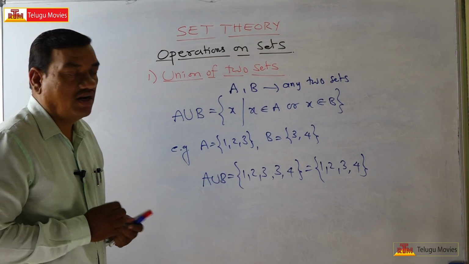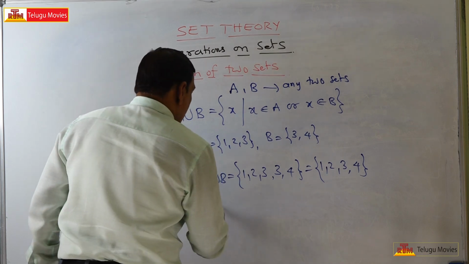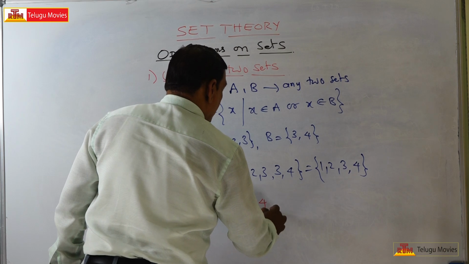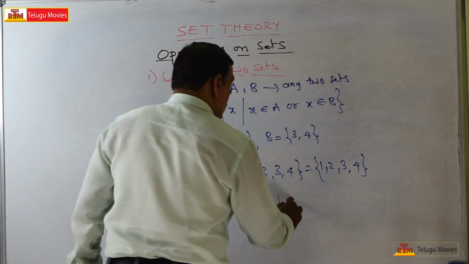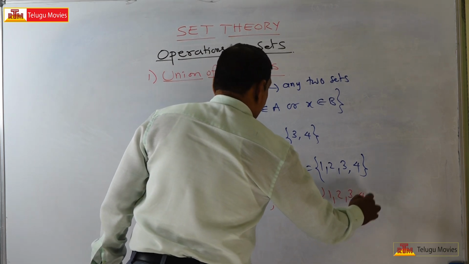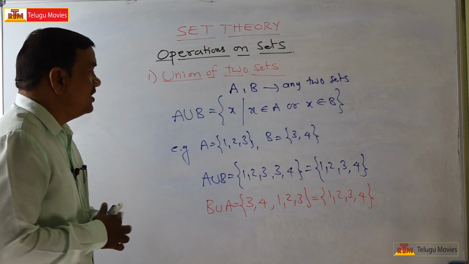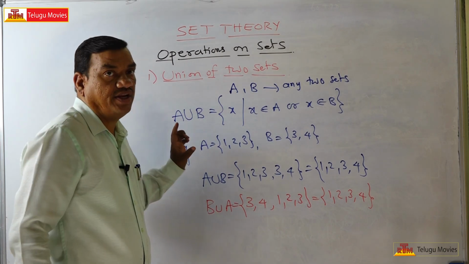Understand the definition? Right. So what about B union A? If you observe, the elements which belong to B or the elements which belong to A, this is nothing but {1, 2, 3, 4}. That means A union B equals B union A. Understand? So this is the very basic fundamental definition of A union B.